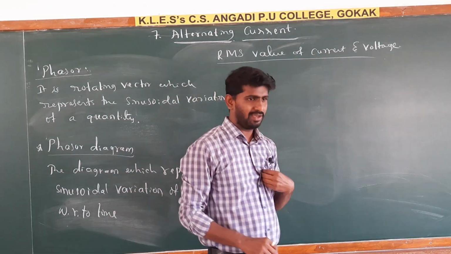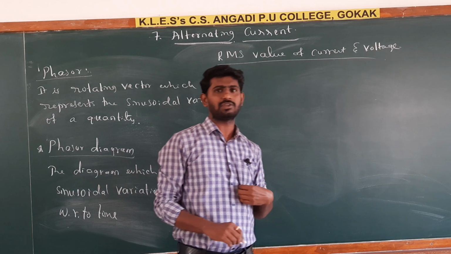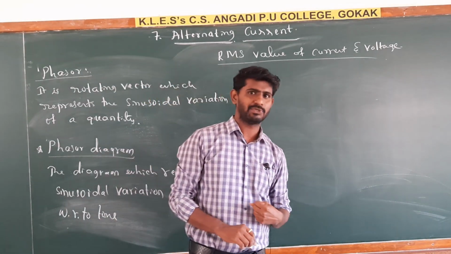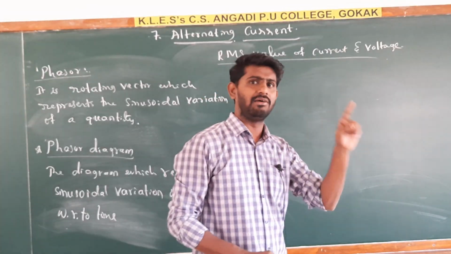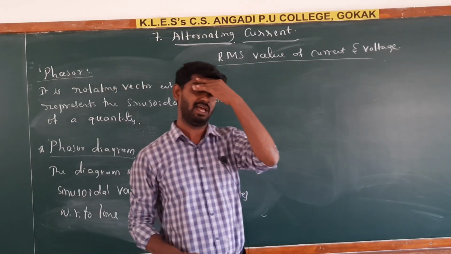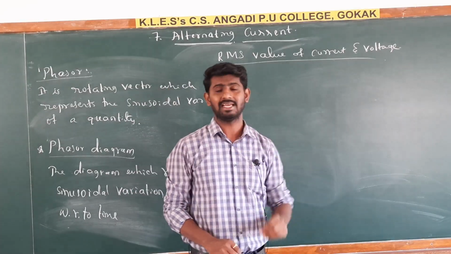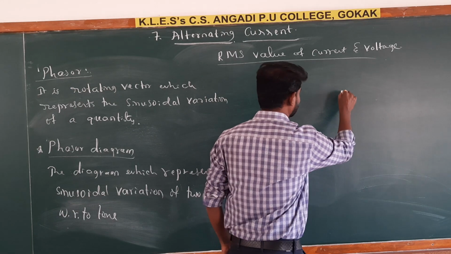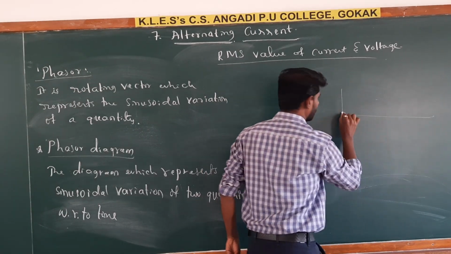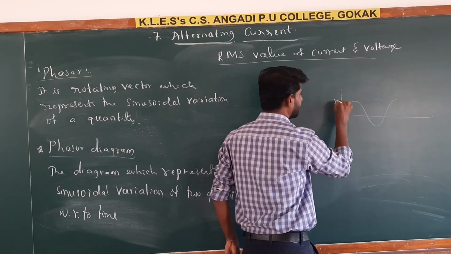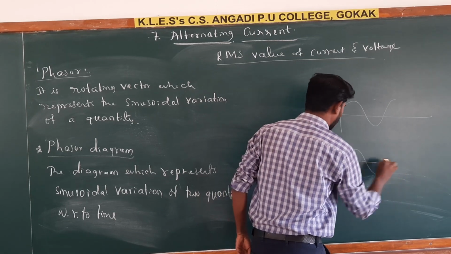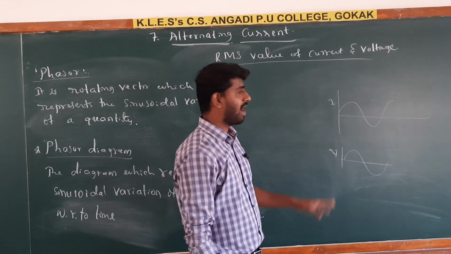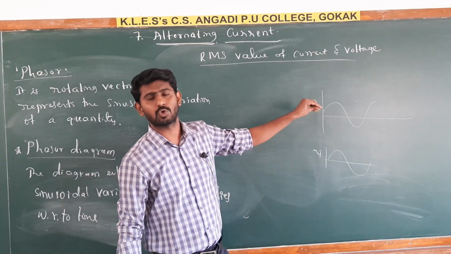Usually while studying AC, we take the RMS values. RMS value means root mean square value, which you are studying in your PUC first year with the RMS velocity. For example, the AC is like this. You can write the AC current or the AC voltage, right? So I want to take the average of the total current.